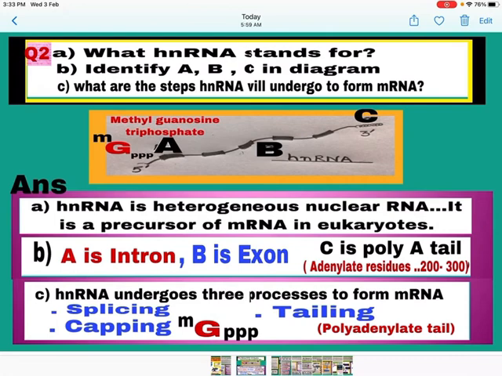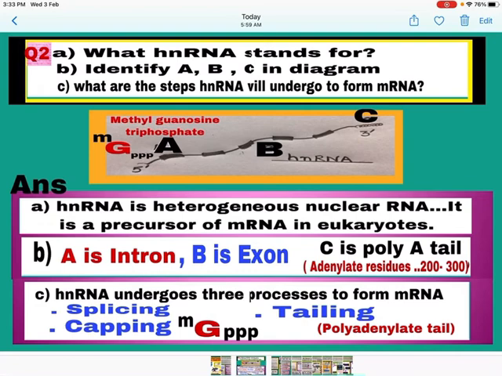Part C of the question. What are the steps hnRNA will undergo to form messenger RNA? It will undergo 3 processes to form messenger RNA. First step is splicing. Here introns are removed and exons are joined together. Second step is capping. See the diagram at 5' end of hnRNA.